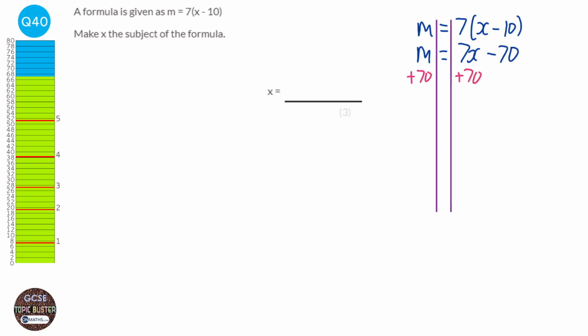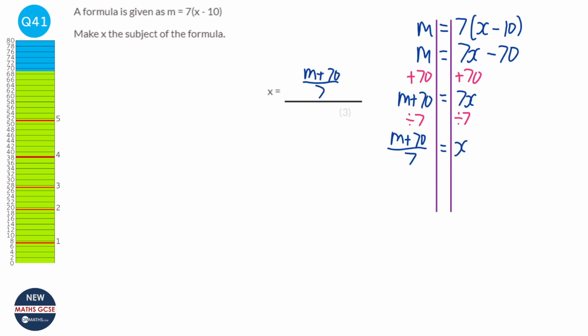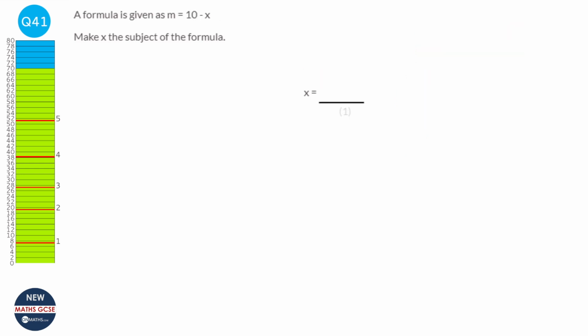So we're trying to get x as the subject. So we're trying to get x on its own. And we're next going to divide both sides by 7. So we have m plus 70, all of that over 7 equals x. So x equals m plus 70 over 7. To rearrange this, I'm just going to write out the equation again. And I'm going to put my lines in.